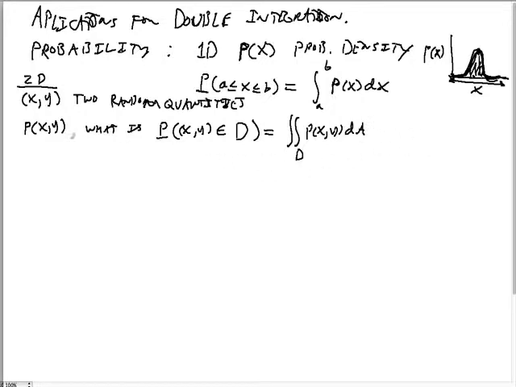All right, and so this region D might be some place in the plane, some sort of shape that's important to us, or some combination of the quantities x and y that are important for some aspect of the question we want to ask. So what is an application of this?